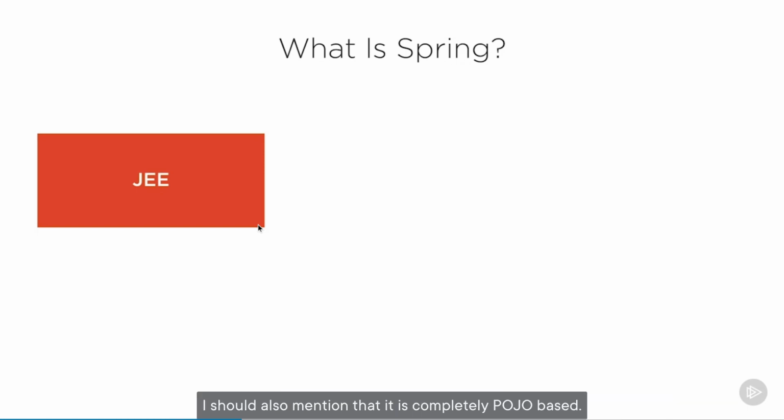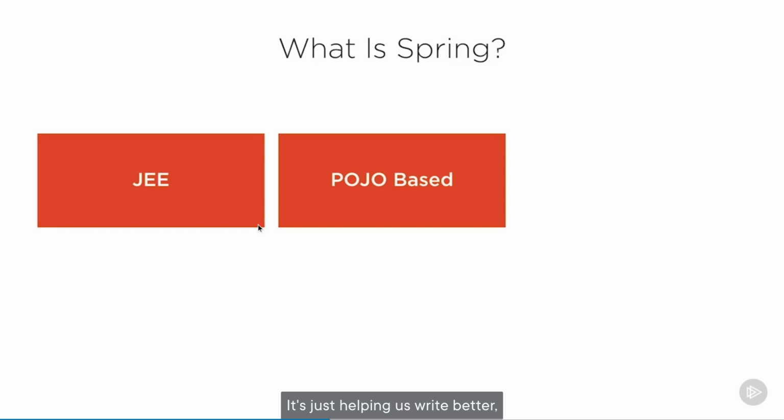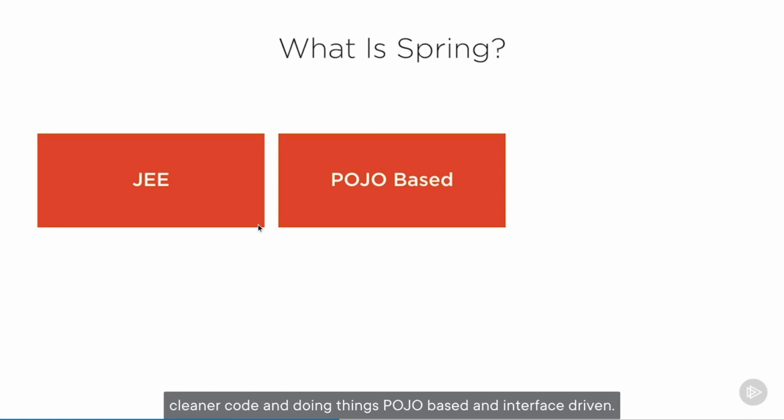I should also mention that it is completely POJO based. Any code you write in Spring can be written without using Spring at all. POJO, as you may or may not remember, stands for a plain old Java object. The Spring framework really isn't doing any magical thing behind the scenes, it's just helping us write better, cleaner code and doing things POJO based and interface driven.